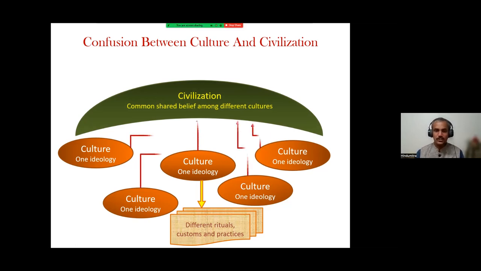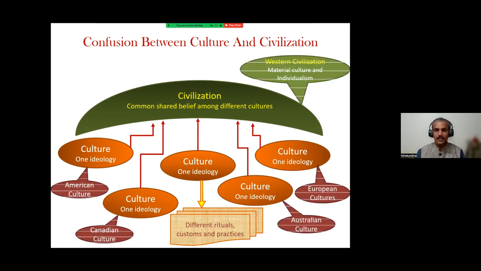So each culture contributes to the notion of what civilization means. For example, when you talk about Western civilization, whose main belief is material culture and individualism, we can see different cultures. For example, European cultures, Australian culture, Canadian culture, and American culture all live in different cultures. They have different rituals, different ways of doing things. Even though they speak English, it is a little different. We see the different accents, but it comes under the Western civilization.